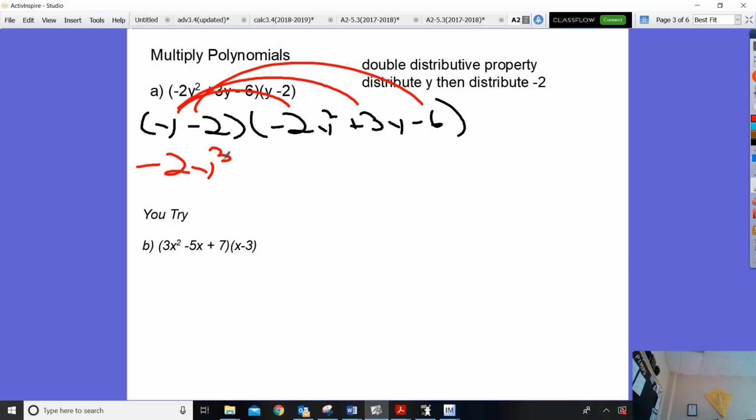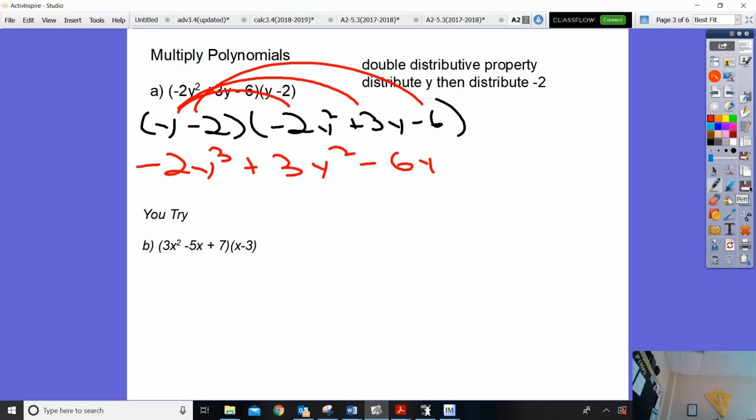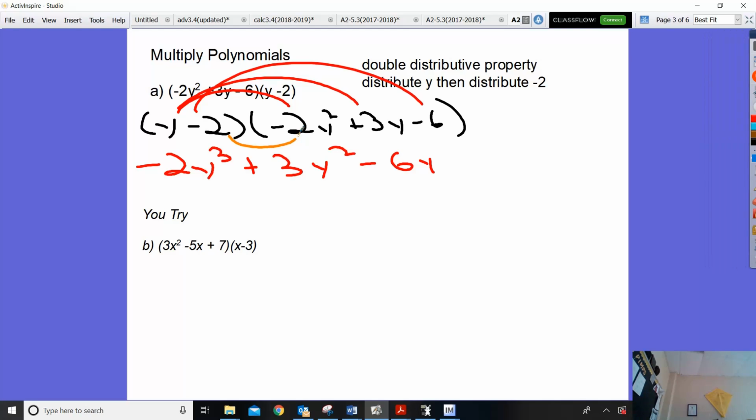How about a y times 3y? Y squared. How about a y times negative 6? Negative 6y. That ain't hard. Really not. So I'm done with the negative, I'm done with the y, so what am I going to move on to? Negative 2. Nick, what's a negative 2 times negative 2y squared? What's negative 2 times negative 2? Not negative 4. It's 4. Still missing y squared. We're going to have that y squared.